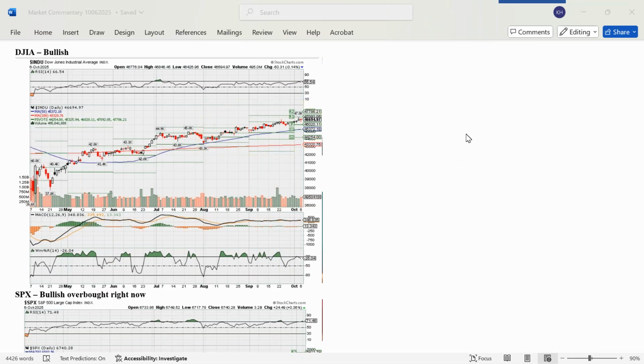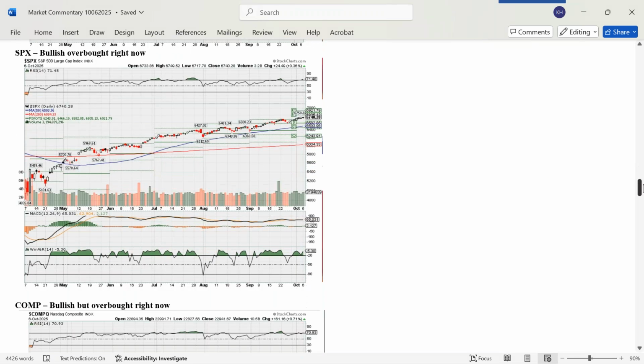Now that's just the Dow Jones. That's your TV index. This index doesn't mean much of anything. On the flip side, the S&P 500, we just dipped into overbought. 71.48, overbought.